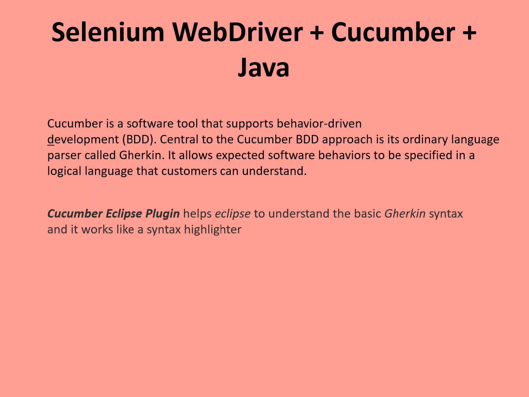Since we are using Java, the most preferred IDE is Eclipse. Before starting everything, we have to make sure that all the Selenium WebDriver components are first added to Eclipse. That means external jars, then the Selenium standalone server and all those things. Then you have to make sure the Cucumber Eclipse plugin is also added from the marketplace. This helps understand the basic Gherkin syntax, as it will be highlighted in the Eclipse IDE.